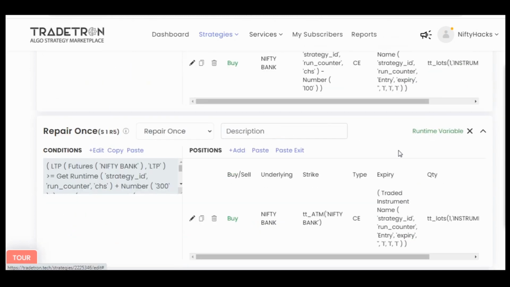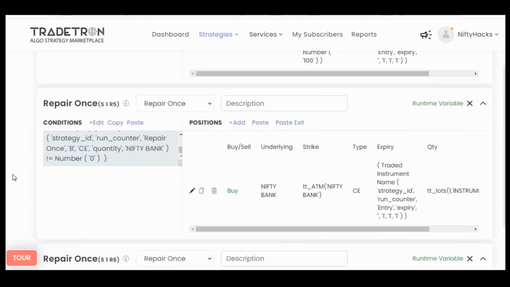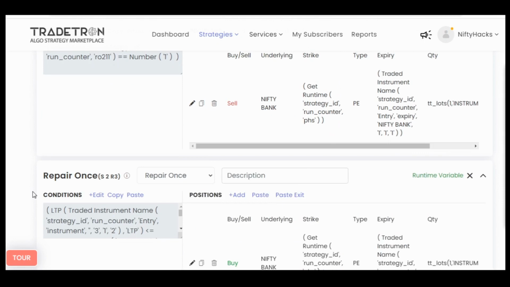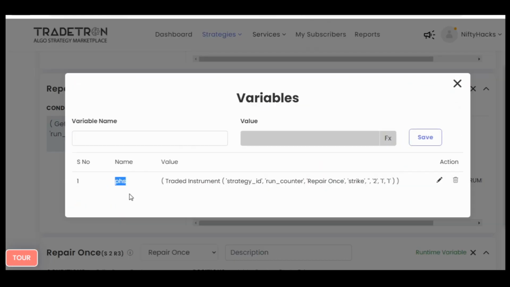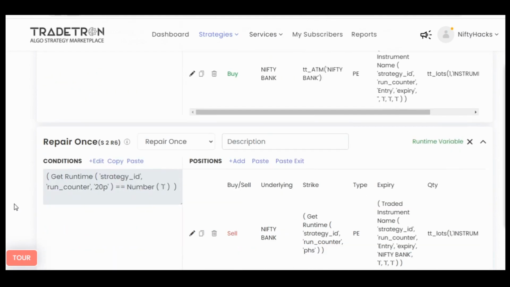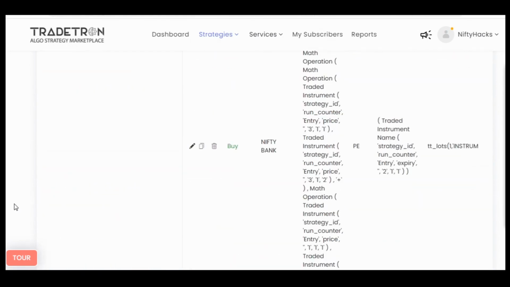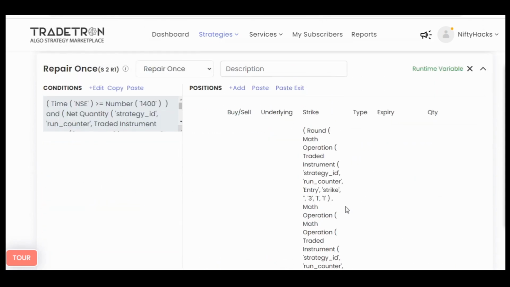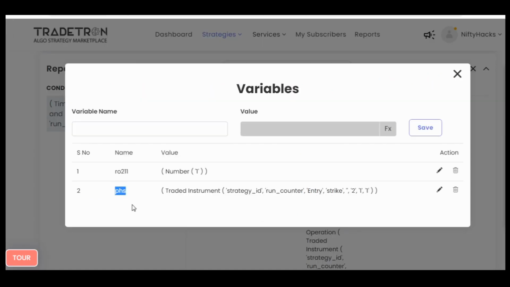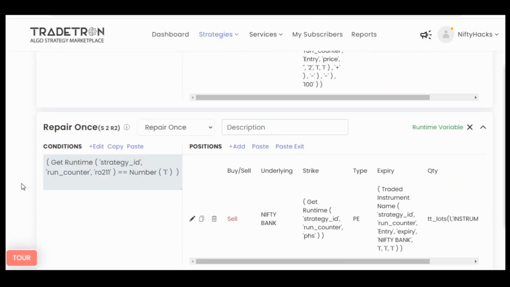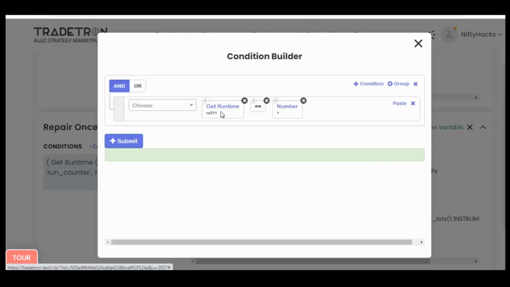So I guess I have explained all the things, and these are all the same on the put side also. There I have given the value as PHS, put hedge strike. You can give any name you want, and there also everything is the same: entry condition, entry in hedge, then bring the hedge at break even. As soon as you bring the hedge at break even, give the previous hedge as PHS and give this RO211 value, so that you can get to know whether repair once 211 has happened or not.